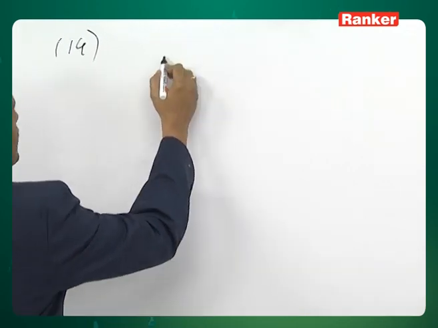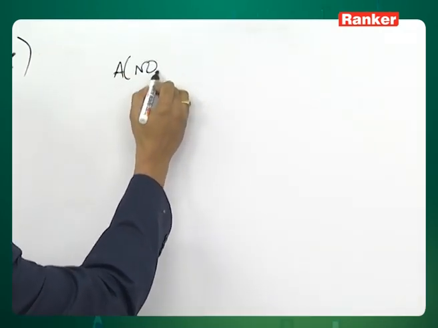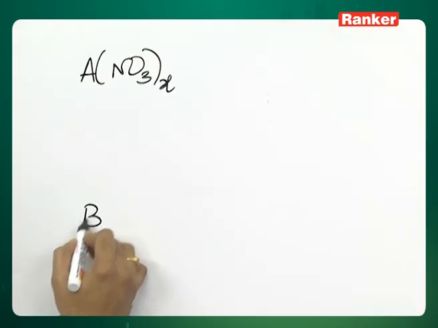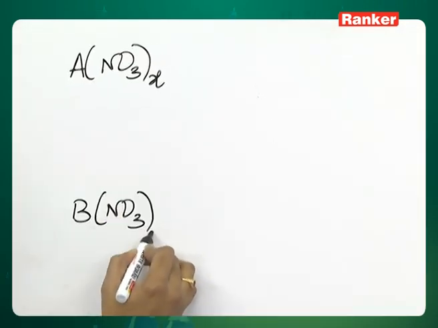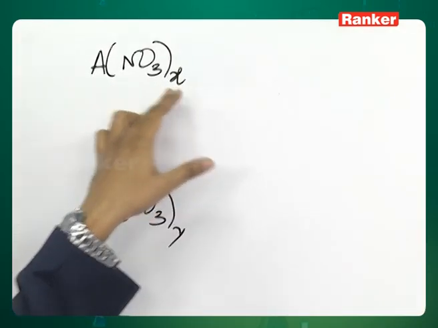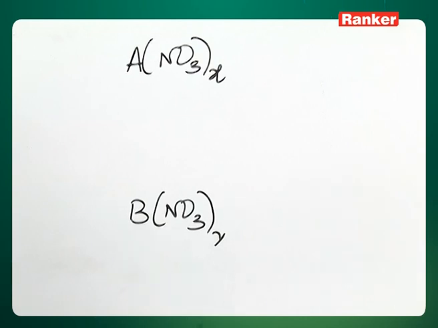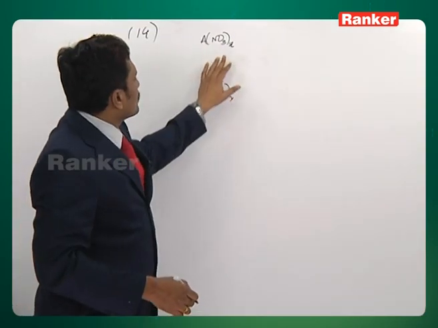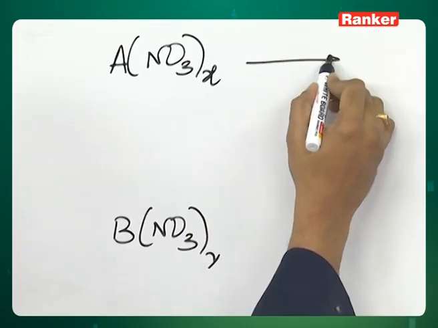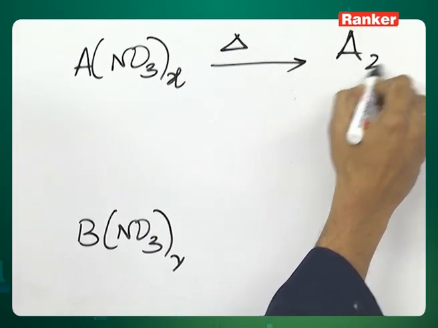What I mean to say is that you have the nitrate of A as well as the nitrate of B. Here I am assuming that the valency of A is X and that of B is Y. Then I am writing the entire compound as A(NO3)x and B(NO3)y. Now this compound, when subjected to heating, is giving rise to the oxide.